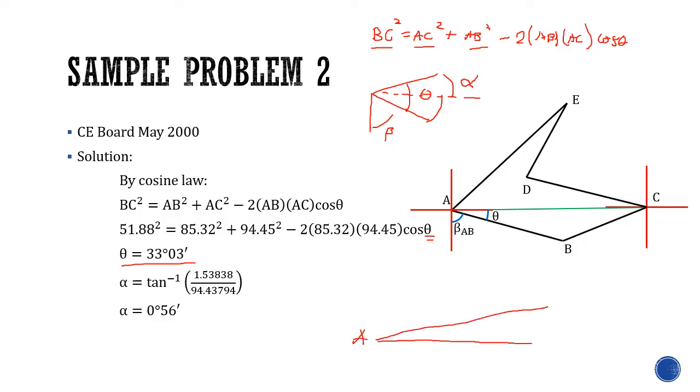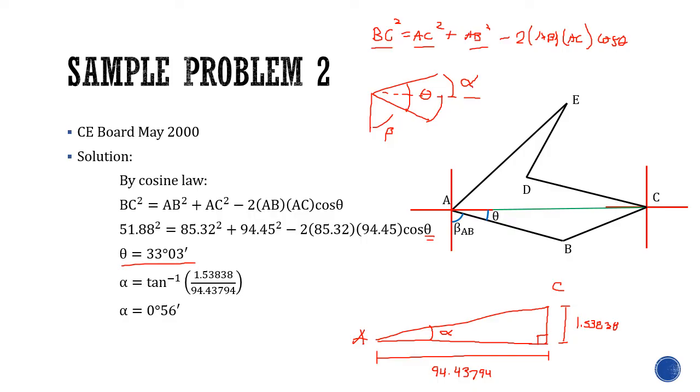This is A. This is C. Okay. This x component is the departure. This is 94.43794. The y component is 1.53838. This is a perpendicular angle. Okay, so this is alpha.